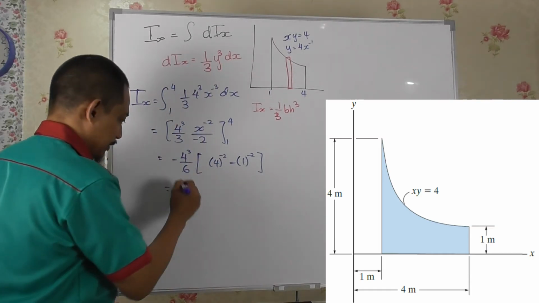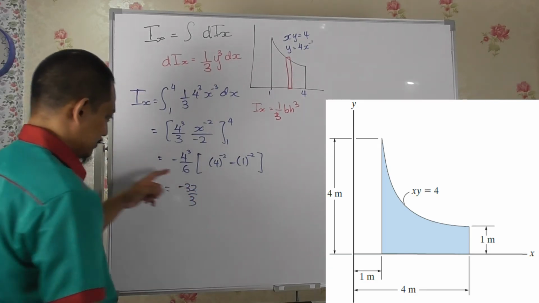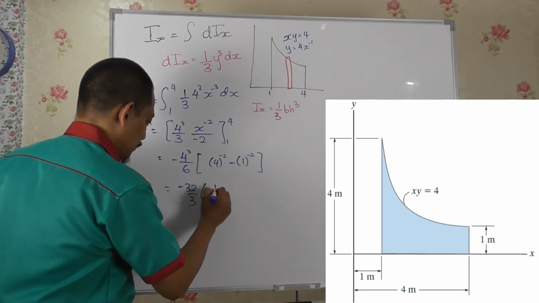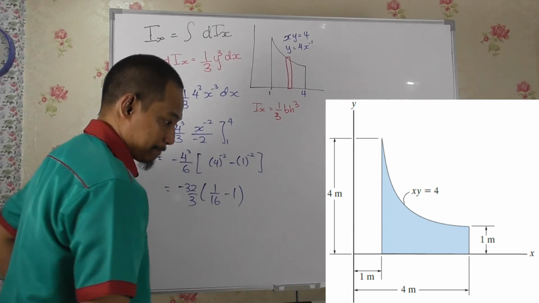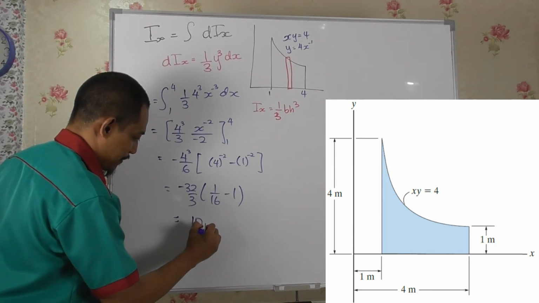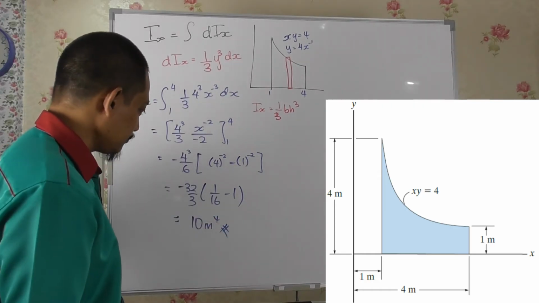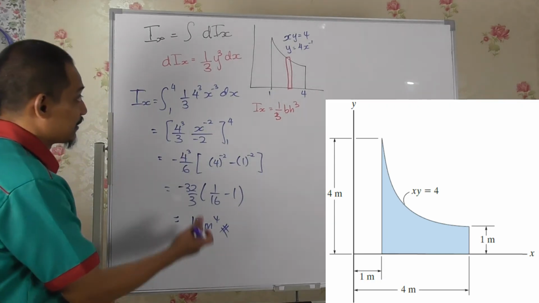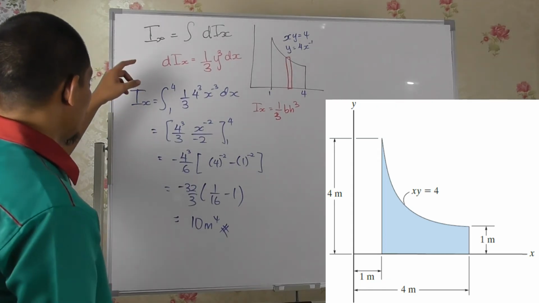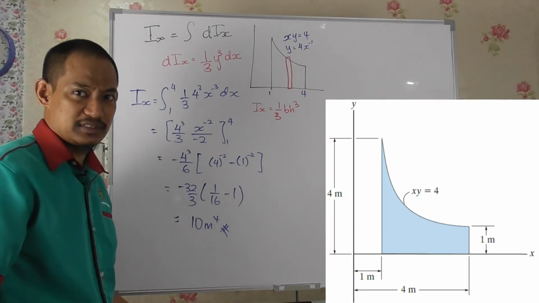The outside here is negative 32 over 3, negative 32 over 3. That is when you do this one. So inside you have 1 over 16 minus 1. Based on that, when you calculate, you'll get 10 meter to the power 4. So that is basically straight away the answer for part A. What is Ix using vertical element? It doesn't take long, right?